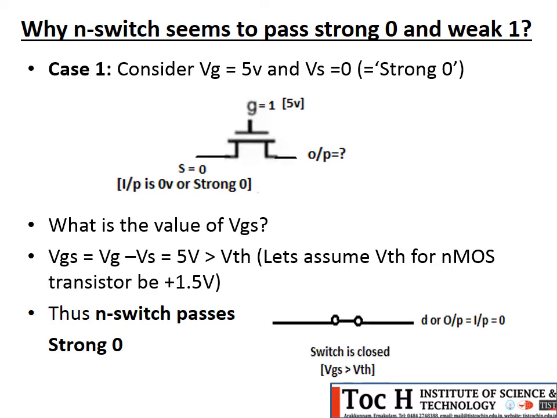So the switch gets closed and we will obtain the output: the input is passed to the output. That is why the term pass transistor. The output is equal to input, which is here our strong 0.